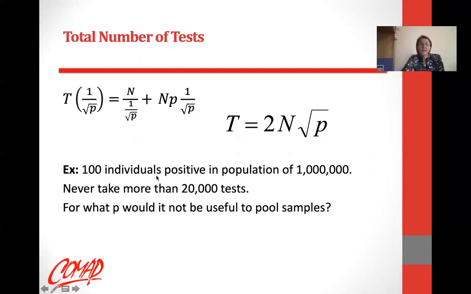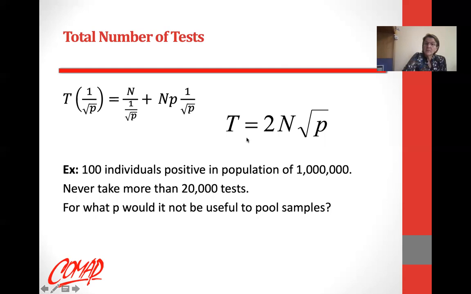So if I take my total number of tests and substitute in 1 over the square root of p, I can tell you how many tests I will need. If you simplify this algebraic expression, you get 2 times the total population times the square root of p. So if you know that your probability of testing positive is, say, 0.1, you can put 0.1 in there, you can multiply by the total number of people in your population by 2, and you can see how many tests you'll need.